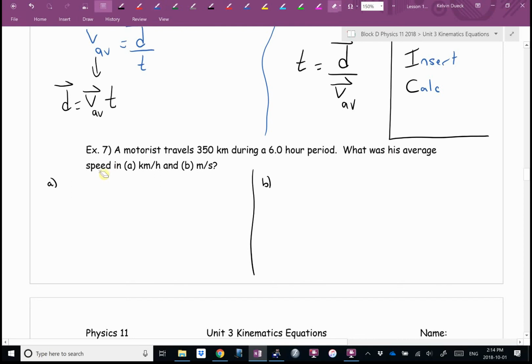Average what? Speed. Say it again, average. Speed. One more time, average. Speed. I could write out "what is the average speed," but that's way too much writing. So here's my DFIC approach.